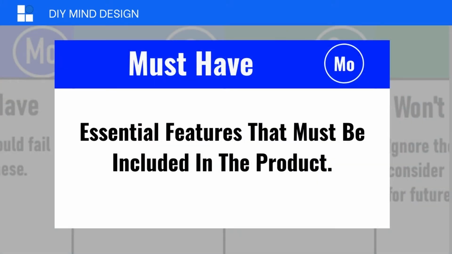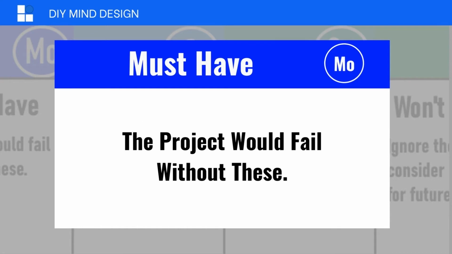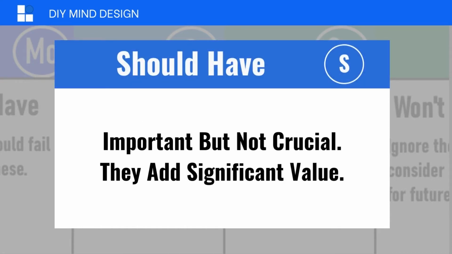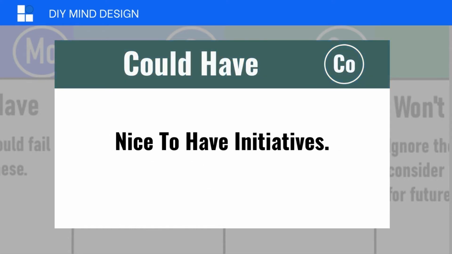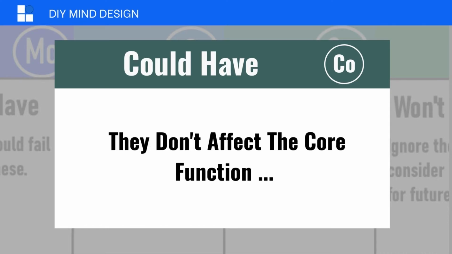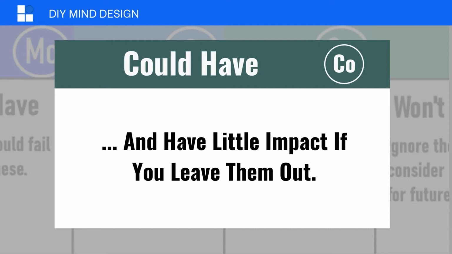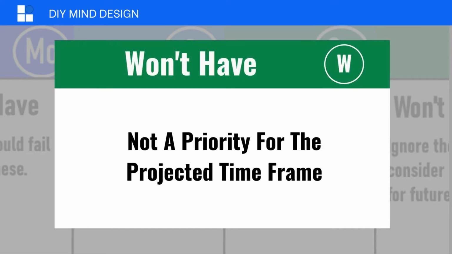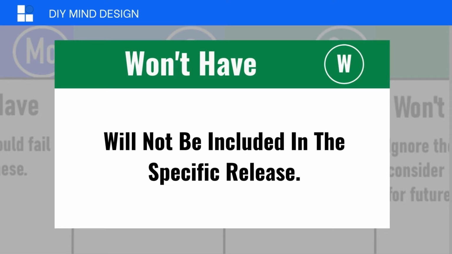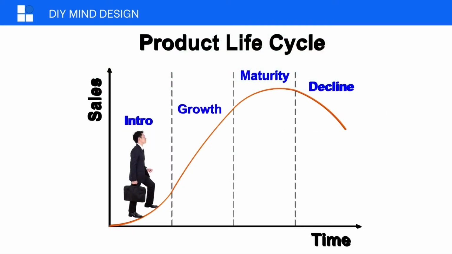The must-haves are essential features that must be included in the product. The project would fail without these. Should-haves are important but not crucial. They add significant value. Next, in the could-have bucket, are nice-to-have initiatives. They don't affect the core function and have little impact if you leave them out. And lastly, we have the won't-haves. These are definitely not a priority for the projected time frame and therefore will not be included in the specific release.